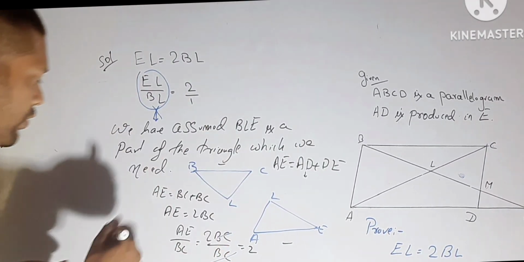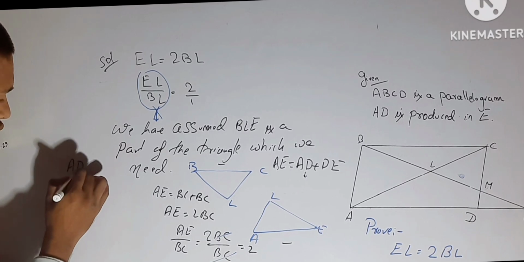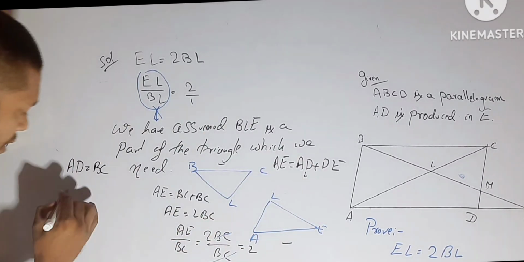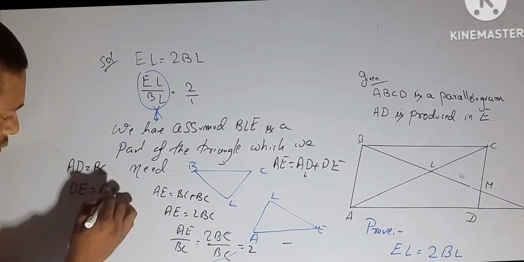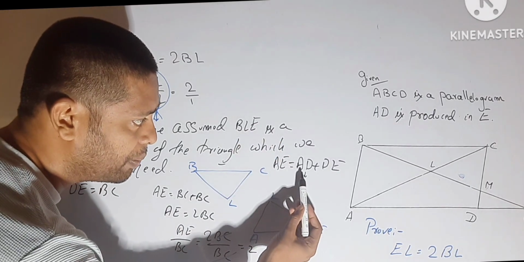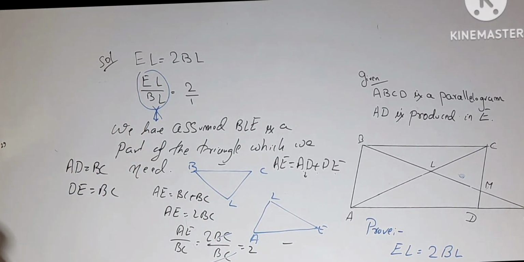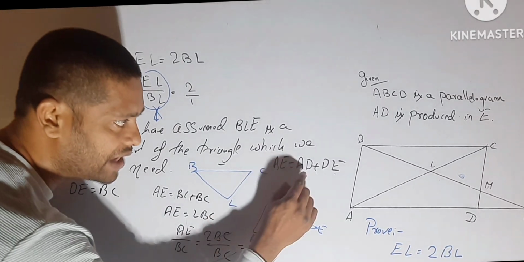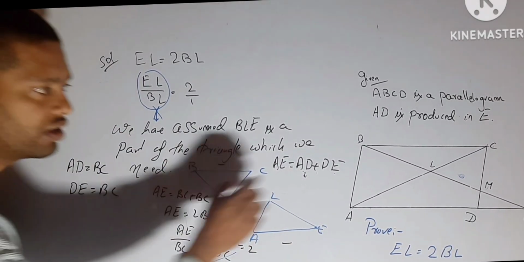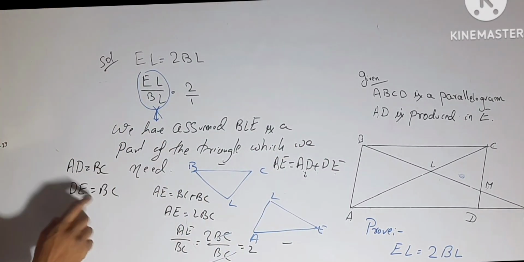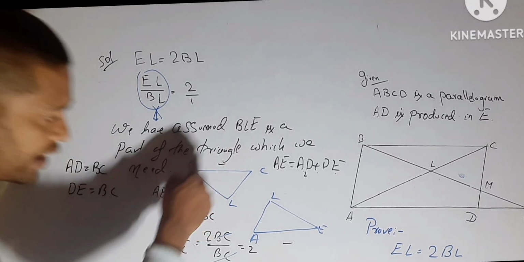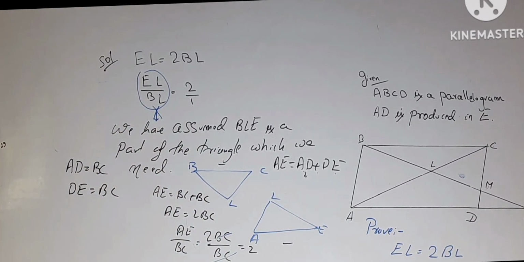Okay, so what do I have to prove here? AD is equal to BC we have to prove, and DE is equal to BC I can prove. After that, I can replace this value with BC and this one with BC. So BC plus BC, I will get these steps. I'll get my answer. So I have to show this one. If I show this one, I can continue with this step and get my answer.